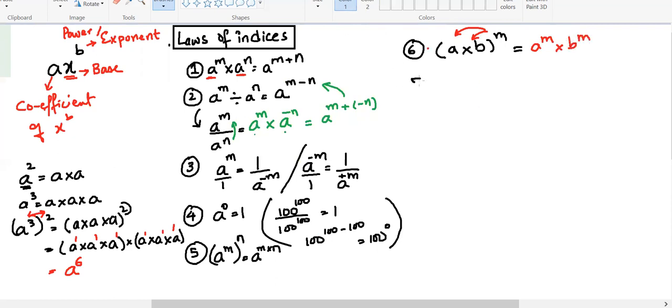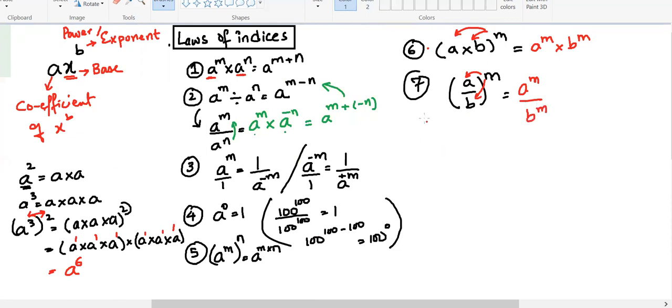Similarly, if it's the whole power of a product, and now whole power of a fraction. What would you get? Again, by the same way, this whole power is distributed to each of the numerator and the denominator.